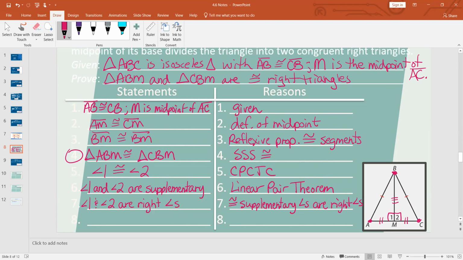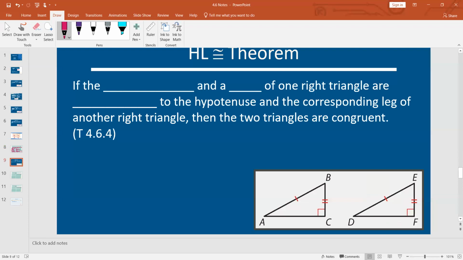So now that we've taken the fact that they're congruent, stated they're supplementary because they're a linear pair, then stated that those two congruent supplementary angles have to be right angles, we can now state that triangle ABM and triangle CBM are right triangles because they both contain right angles. So that's the definition of a right triangle. Okay, that is all. Let's go ahead and move on.